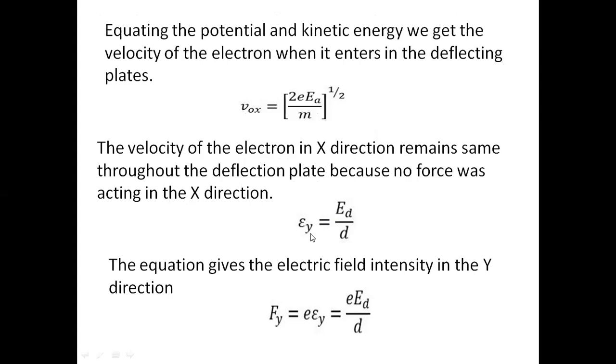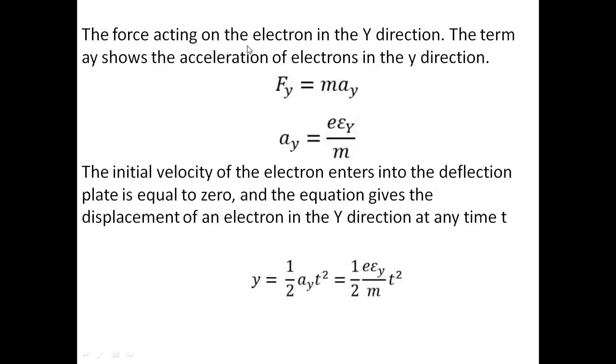The electric field in the y direction is Ed by d. Ed is the potential applied on the deflection plates, and d is the distance between the two plates. The electric field intensity in the y direction is epsilon y, so the force F is equal to e into epsilon y, where epsilon y is Ed by d. The force acting on the electron in the y direction is F equals m into ay.